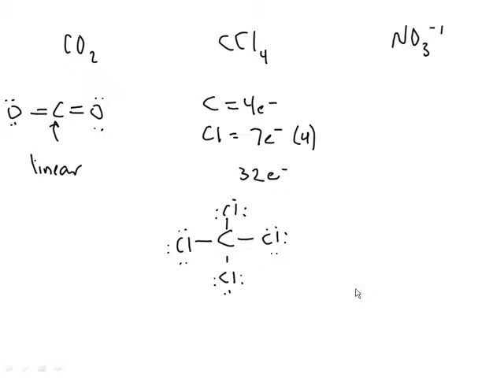So in terms of deciding shape, though, I'm just looking at the central atom, which is carbon. And we see that it has 4 things attached to it and no non-bonding pairs of electrons, which means that the shape of this molecule is tetrahedral.